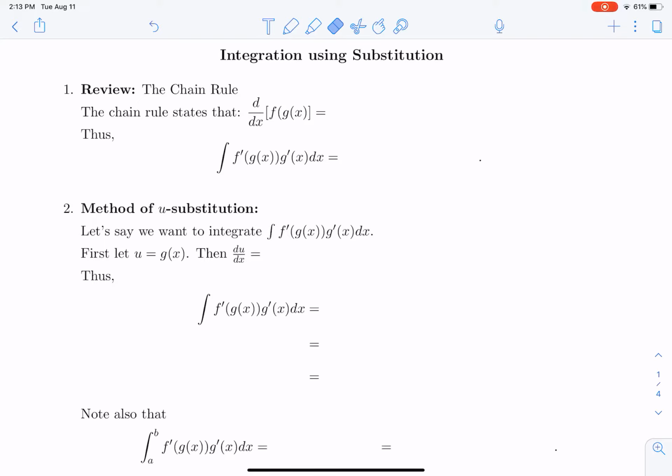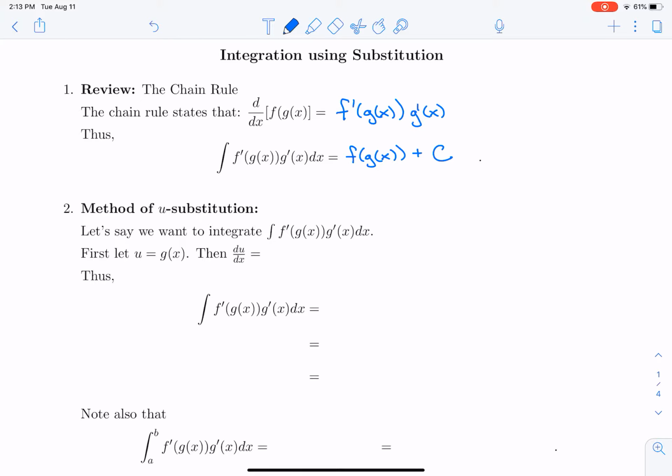g of x. So the derivative of f of g of x is f prime of g of x times g prime of x. And so if we want to find the antiderivative of f prime of g of x times g prime of x, then that antiderivative should be f of g of x. And of course, we'll need to add on some sort of constant c, because if we take a derivative of the right-hand side, we should get f prime of g of x times g prime of x, and then the derivative of c is 0.